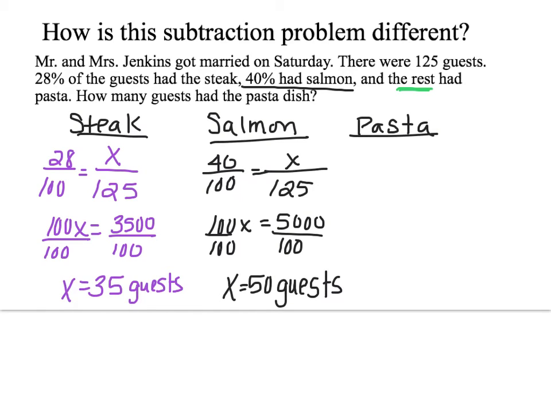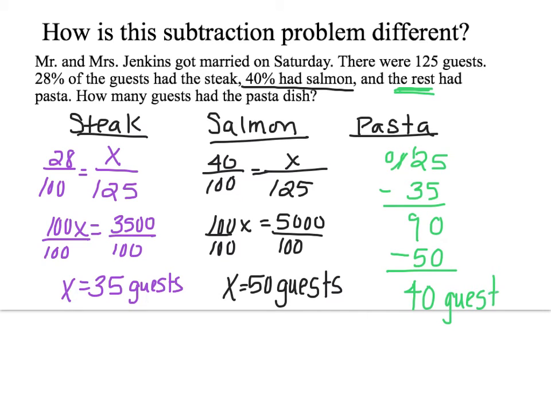Now comes in that word that says the rest had pasta. Now I'm going to need to subtract. So I had 125 guests. I need to take away the amount of people who had steak. I need to take away how many people had salmon, which means the rest of the people was 40 guests who had pasta. Be sure to pause and capture anything that you don't have on your paper before moving on to your independent practice.